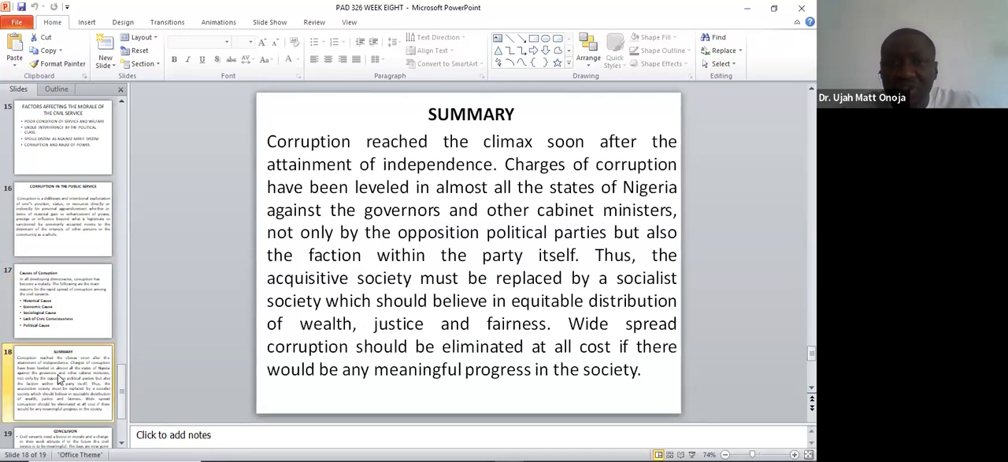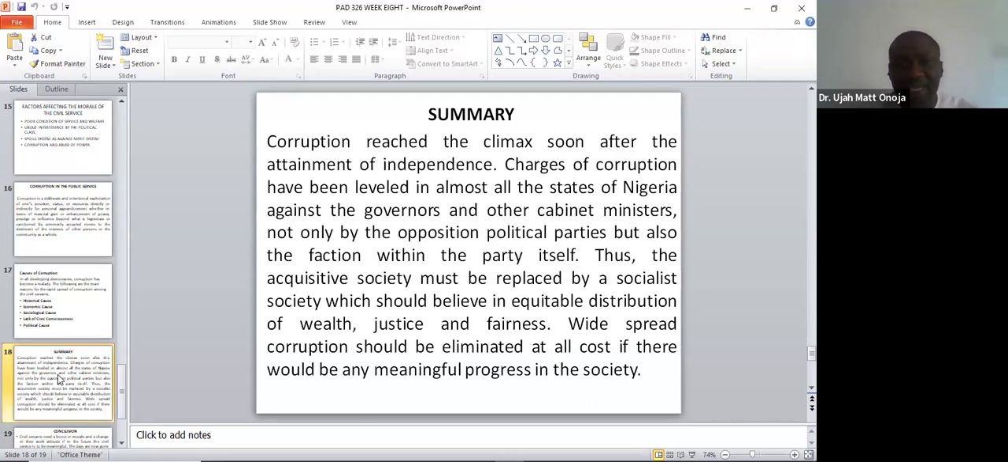Corruption reached the climax soon after the attainment of independence. Charges of corruption Nigeria against the governor and other cabinet ministers, not only by the opposition political parties itself. Thus, the acquisitive society must be replaced by an equitable distribution of wealth, justice, and fairness. Widespread corruption should be eliminated at all costs if there would be any meaningful progress in the society.